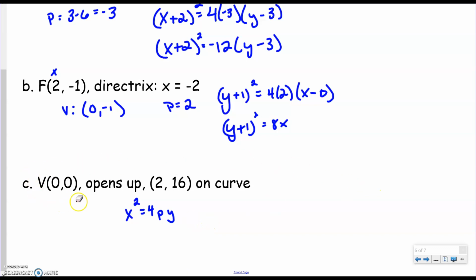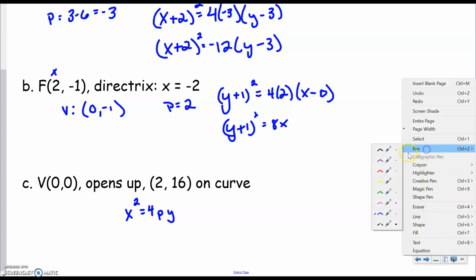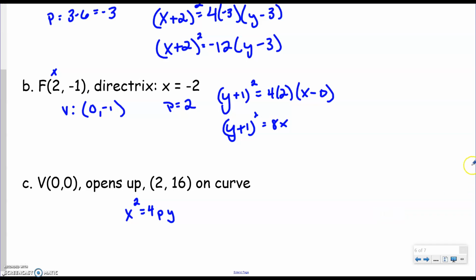Okay, for this last one, it tells me my vertex is at 0, 0, and that it opens up. So since it opens up, I know that I need to use x squared equals 4py. And then I'm going to actually plug in x and y here to find my p when I go ahead and do this. So x squared, so 2 squared equals 4p times 16. So 4 equals 4p times 16. I can go ahead and divide here. So I actually get 1/16 equals p, because 4 times 16 is 64 there.